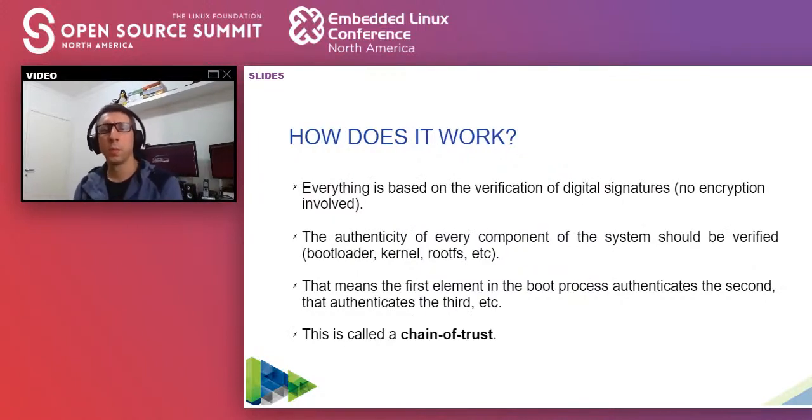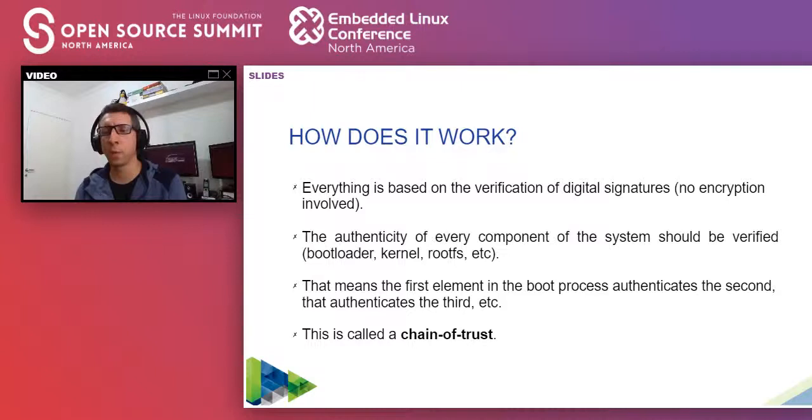How does secure boot work? Of course, it depends on the implementation, but usually secure boot is implemented using digital signatures. In an embedded Linux system, we're going to have at least three components: the bootloader, the Linux kernel, and the root file system. Every component should be signed, and the component before it checks the signature. The root file system is signed, and the kernel is responsible for checking its signature. The kernel is signed, and the bootloader is responsible for checking the signature of the Linux kernel.